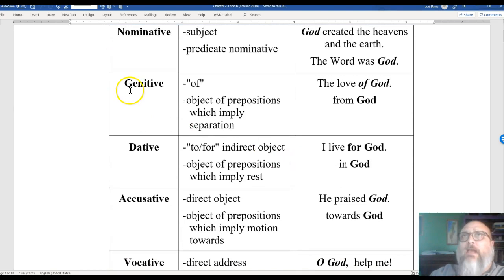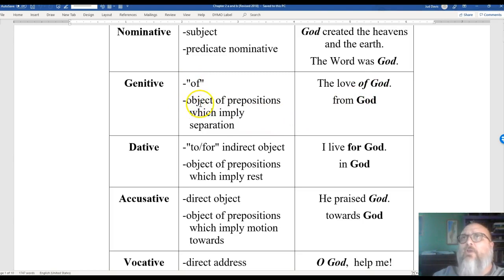The genitive case, so we've got nominative, genitive. The first use of the genitive is the "of" version of the word. So if you wanted to say love of God in Greek, you would just put the word God in the genitive case, and it implies the word of.